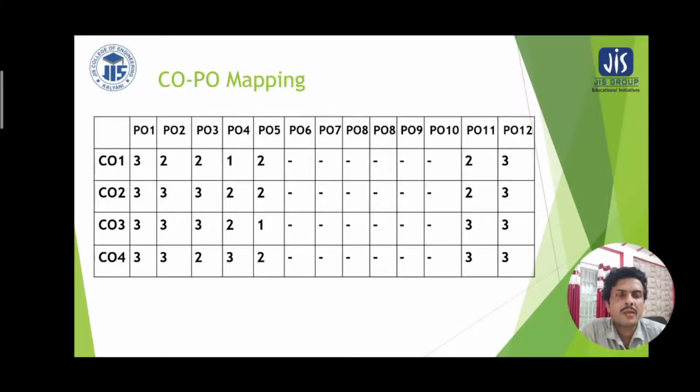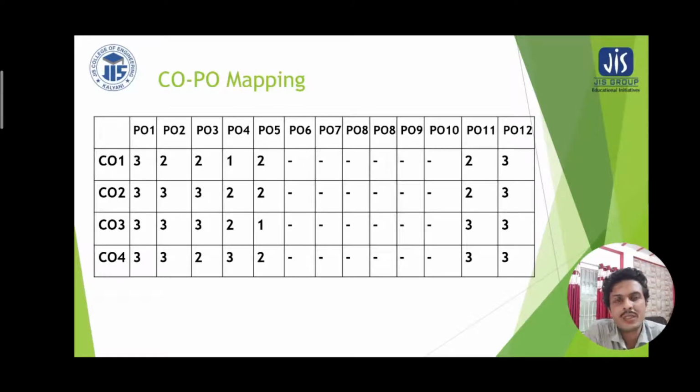Now in the course outcome and program outcome mapping, we are seeing that there are 12 program outcomes which are mapped to the course outcome statements. So here, as 4 course outcome statements exist for basic electronics engineering, they are having different weightages assigned to each of the columns of program outcomes.